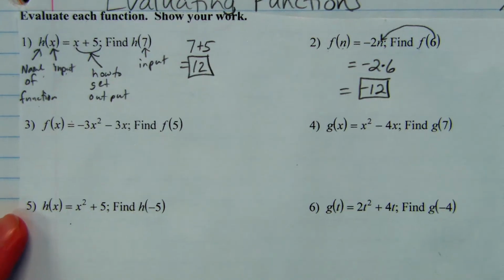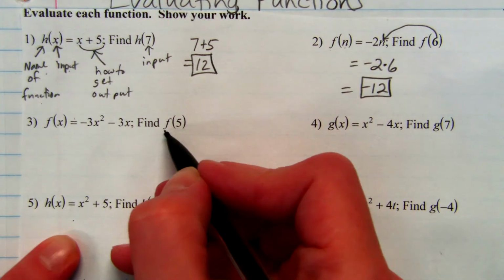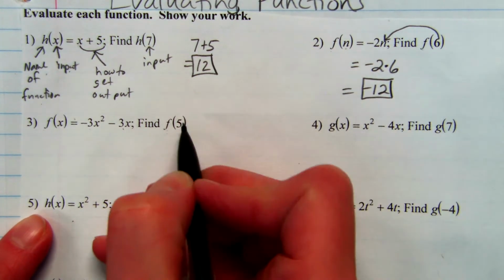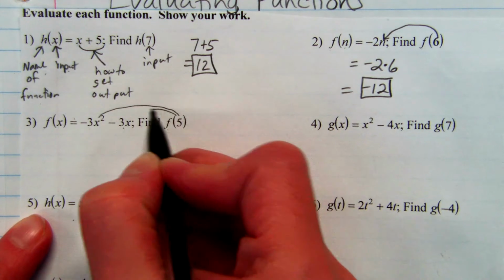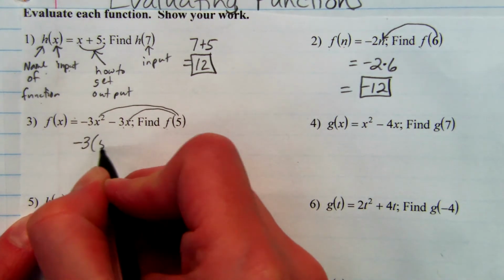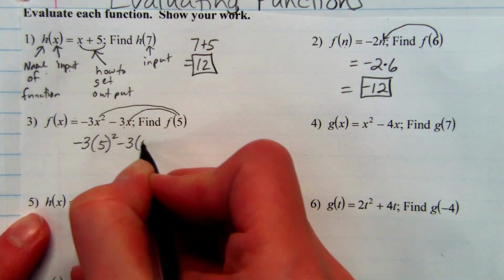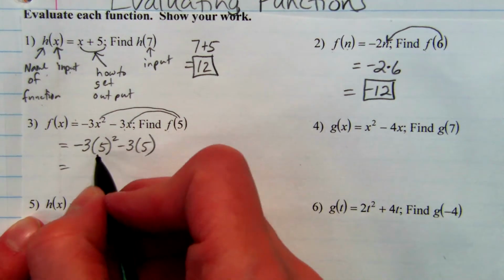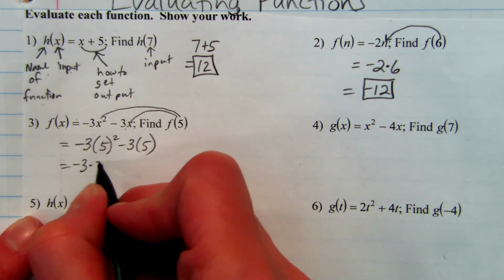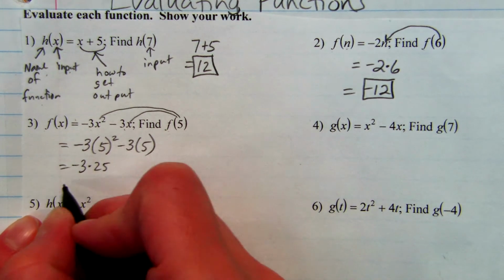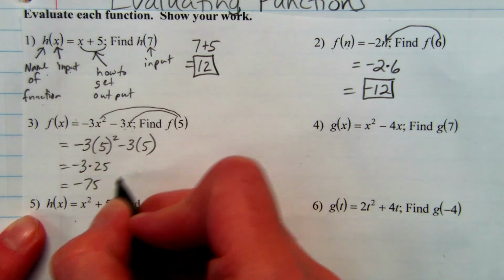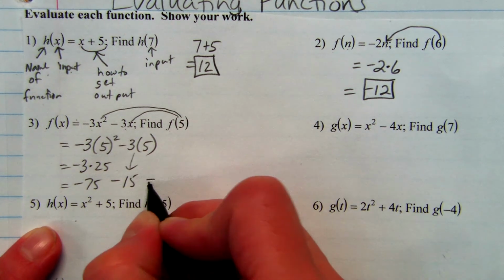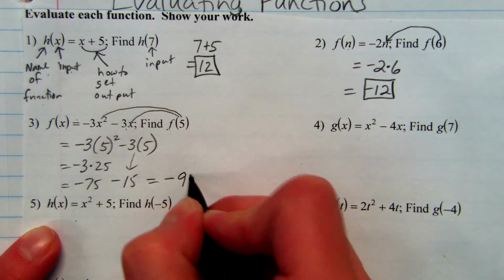Then they get a little bit more complicated down here on number 3. We have f of x with this formula, and it says find f of 5. 5 has to go in for both of the x's. So I'm going to have negative 3 times 5 squared minus 3 times 5. And you can use a calculator with this, but we wouldn't really have to. This would be negative 3 times 25, which would make that part negative 75. This part would be minus 15. So negative 75 minus 15 would be negative 90.